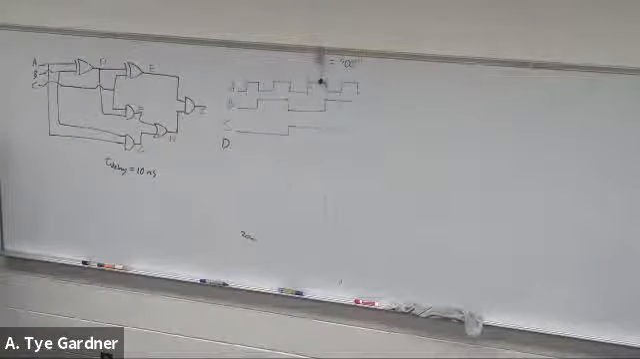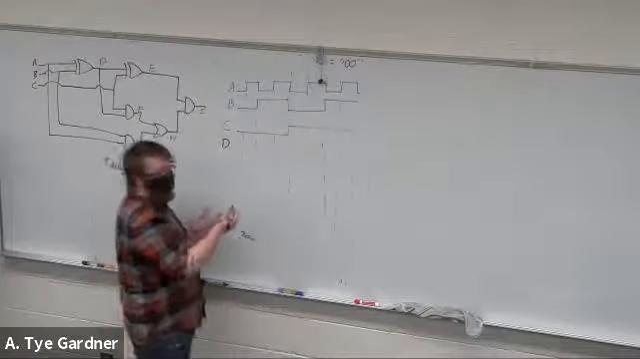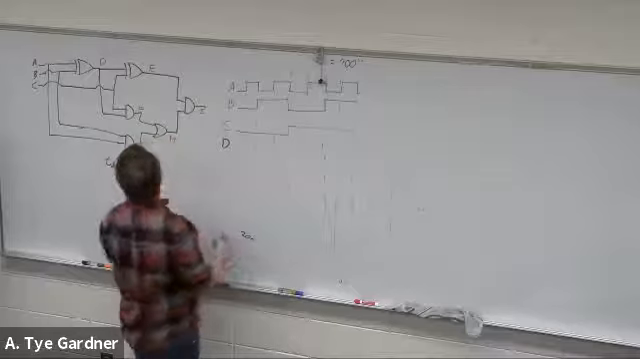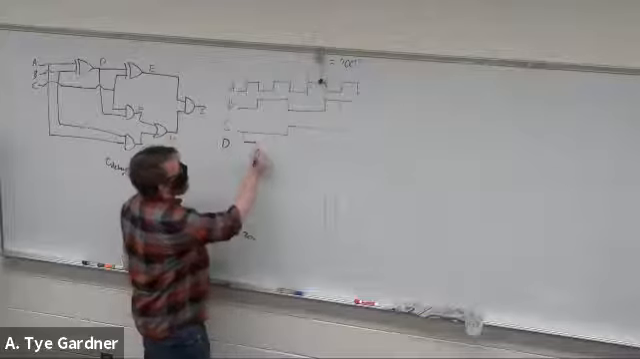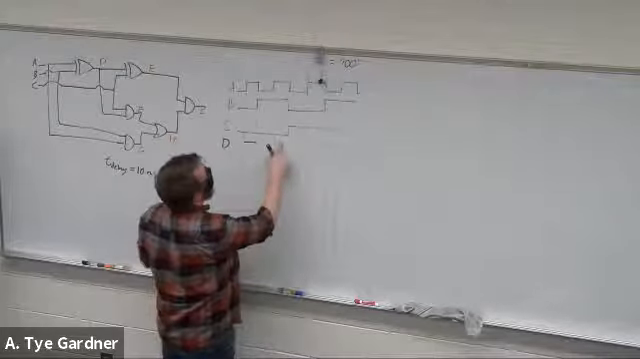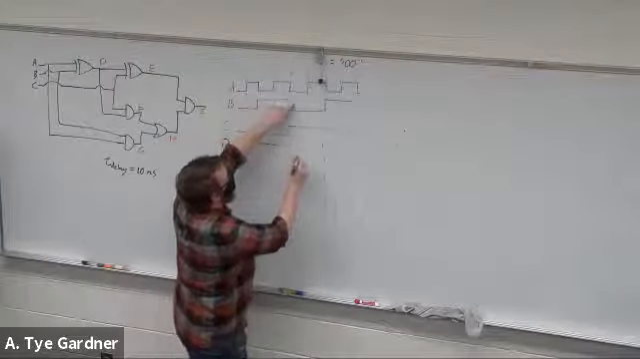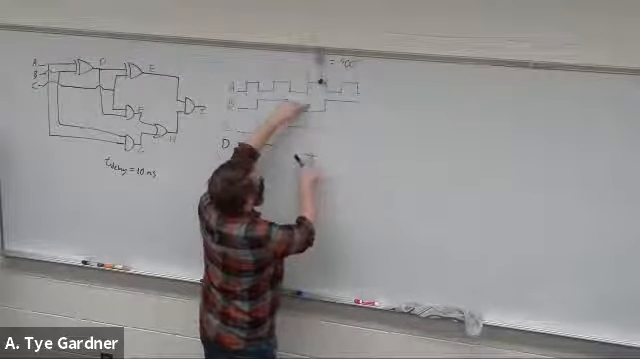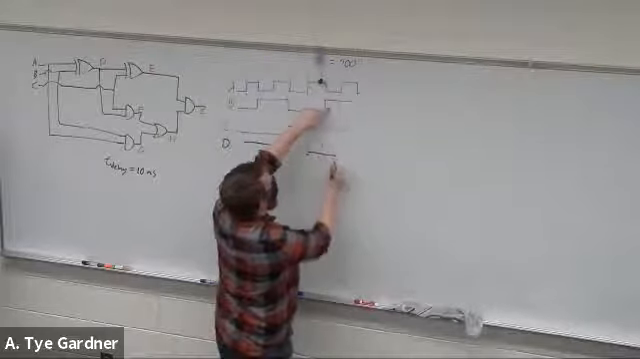Okay. D is just A XOR B. XOR is true when they're not the same, right? So I'm just going to go ahead and find the spots where A and B are not the same and mark those as true. True. A and B are not the same, are the same, are the same, not the same. Not the same, are the same.